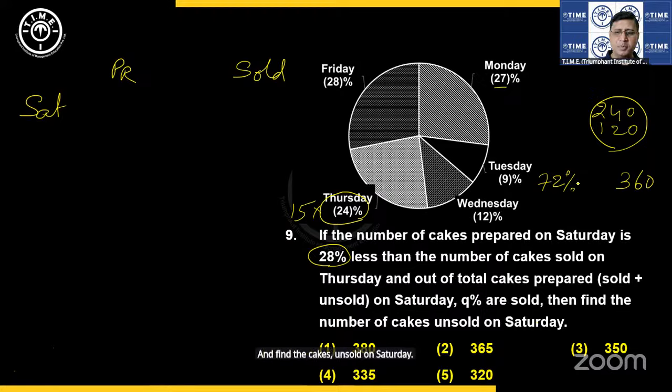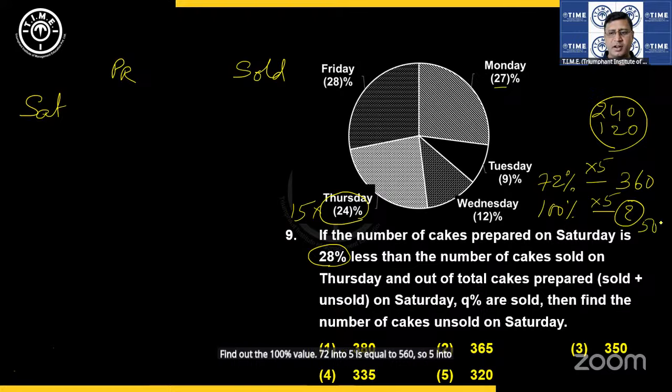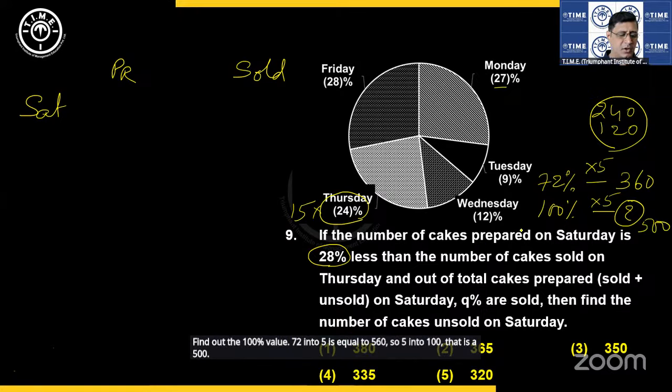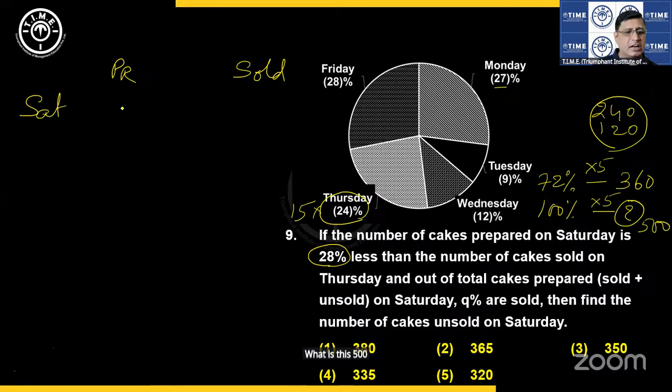So 72% is equal to how much here? 360. Find out the 100% value. 72 into 5 is equal to 360. So 5 into 100, that is 500. What is this 500? The number of cakes that were prepared on Saturday. Okay, prepared on Saturday. Now, what is the next one?